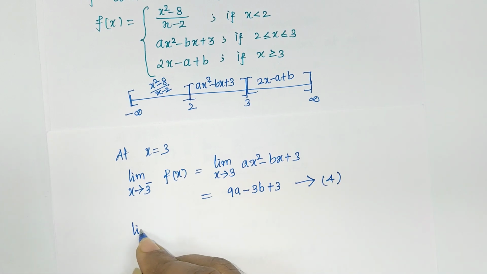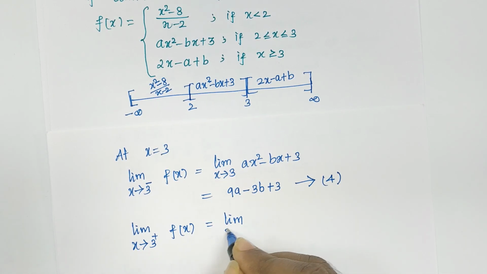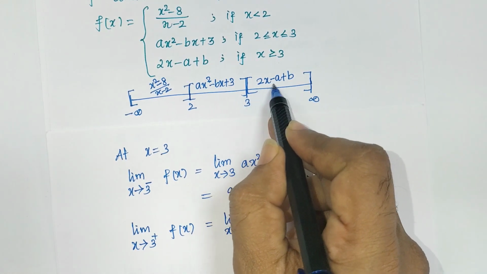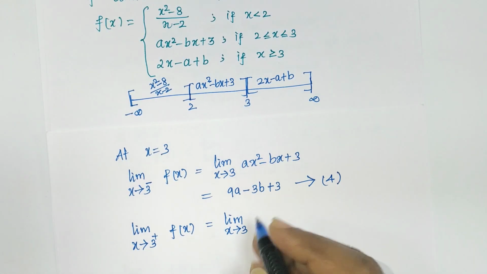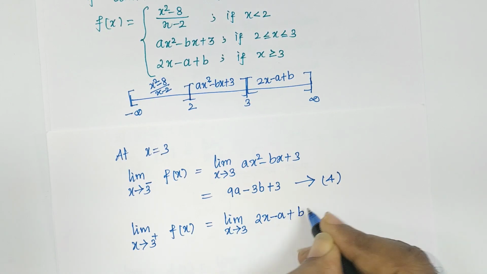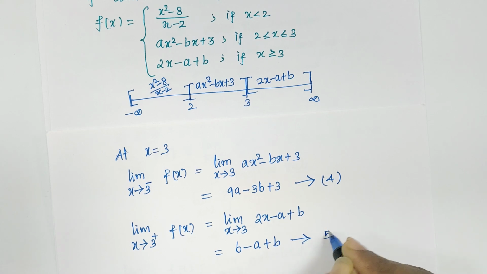And similarly you can find the right-hand side limit. As x tends to 3 plus, the right-hand side function f of x is 2x minus a plus b. Here you can substitute x equal to 3. We will get 6 minus a plus b, which is equation number 5.